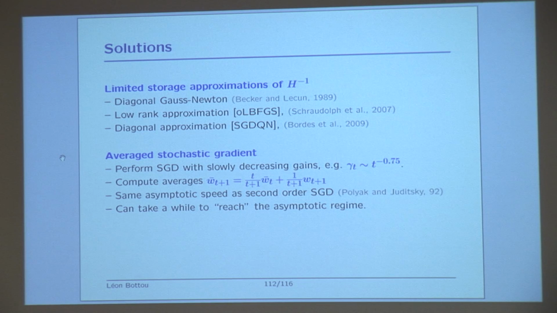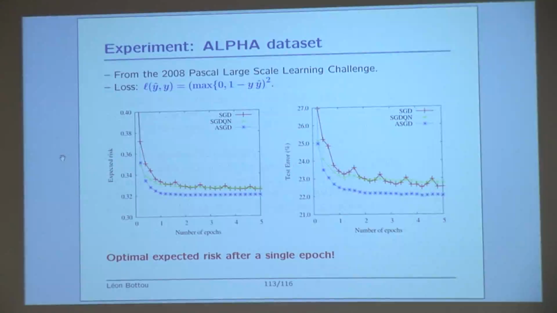So let's look at examples. This alpha data set comes from the Pascal large-scale challenge. And you see in red the SGD. That's the number of epochs, and the expected risk. The green one is the SGD quasi-Newton.